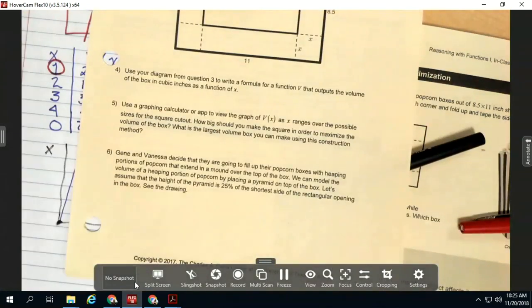Use a graphing calculator or app, sketch the graph. How big should you make the x in order to maximize the volume of the box? What did we say? Did you graph it? No. Graph it. Everybody graph it? I'll put it up there again.